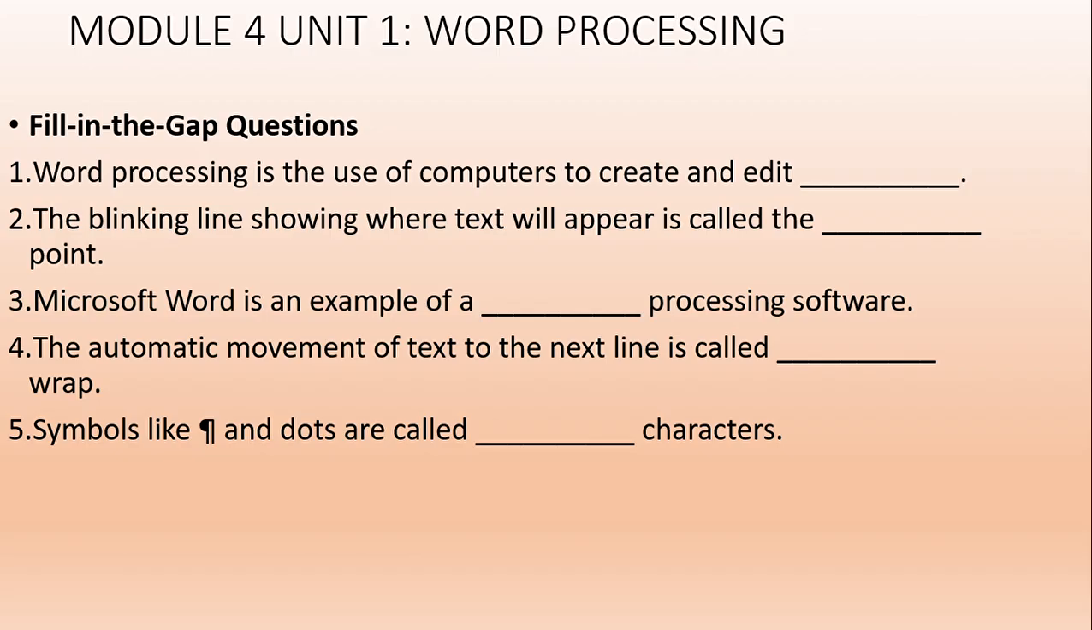Is it text? There's a document. Thank you. So there's a better way to call it. Call it document. So word processing is the use of a computer to create and edit documents. So the blinking line that is showing where text will appear is called the dash point.